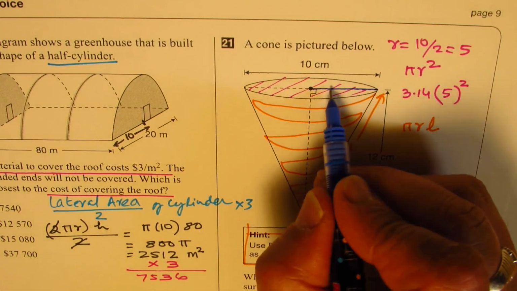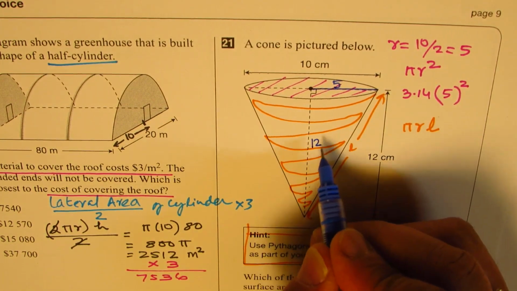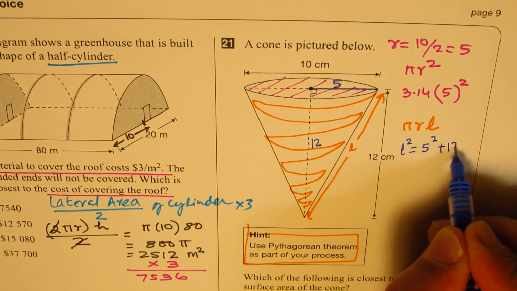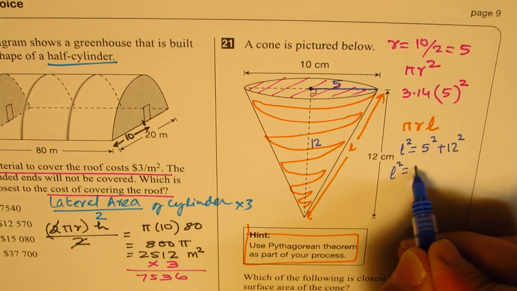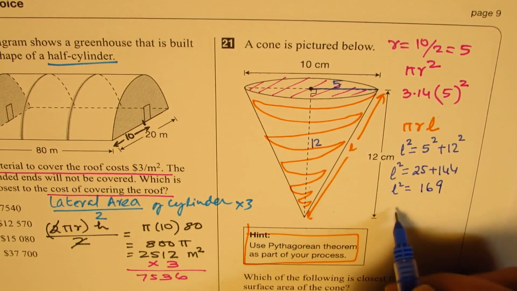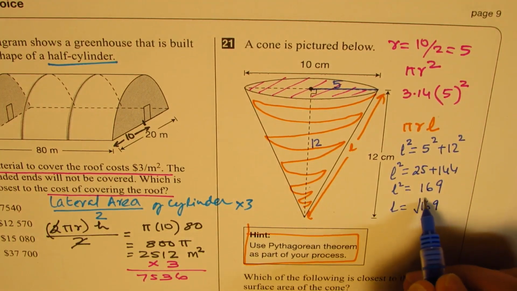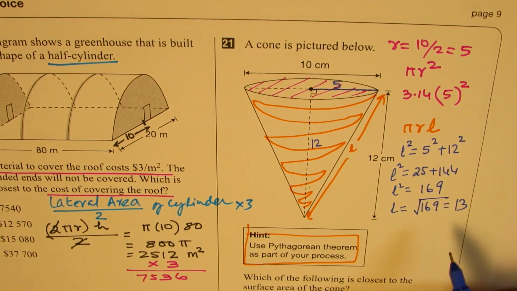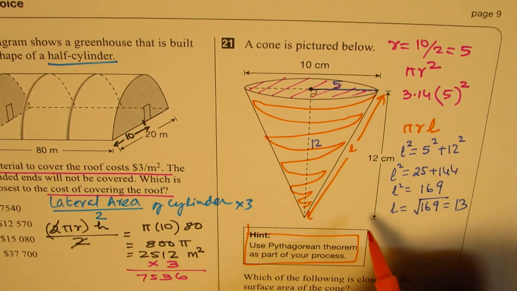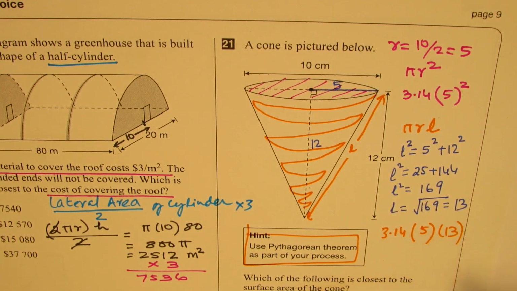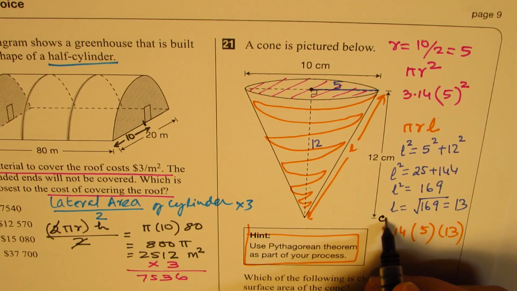So we know in this case, this is 5, the height is 12. So L square is equal to 5 square plus 12 square. Or L square is equal to 25 plus 144. So L square is 169. L is square root of 169, which is 13. So we know L is 13. Therefore, the curved area is 3.14 times the radius, which is 5, times 13. Is it okay? So that is the curved area.